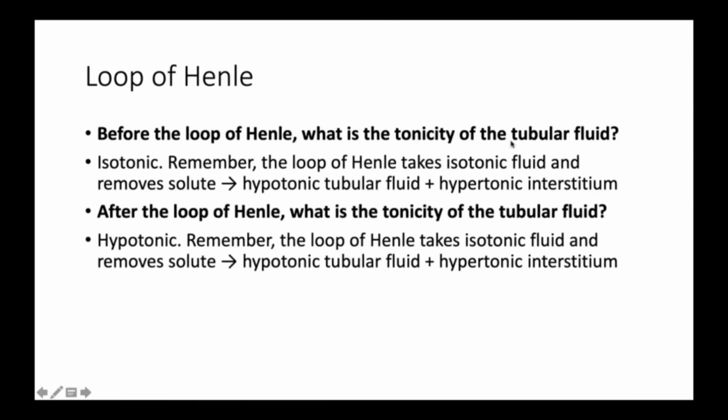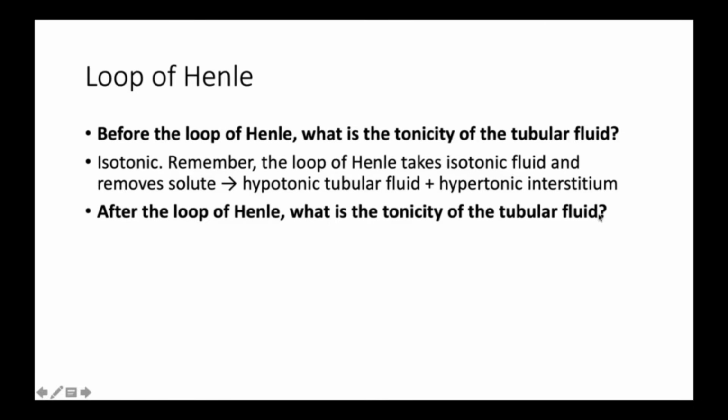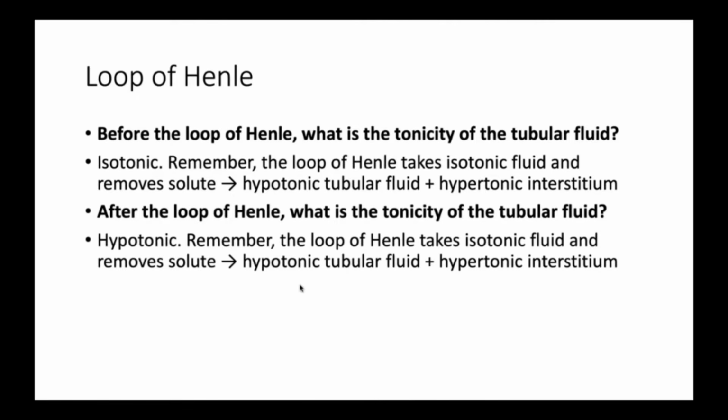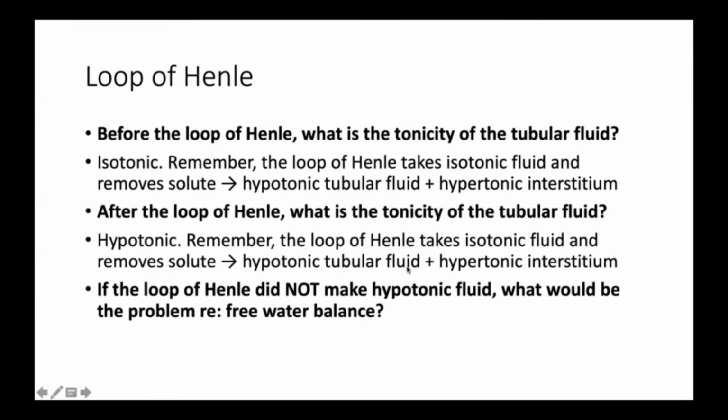And so Paula, after the loop of Henle, what's the tonicity of the tubular fluid? It's hypotonic. Great. Why? Because the thick ascending limb would reabsorb solute, but it cannot reabsorb water. Exactly. It takes isotonic fluid and removes solute, particularly the thick ascending limb, as you said. And so the interstitium becomes hypertonic.